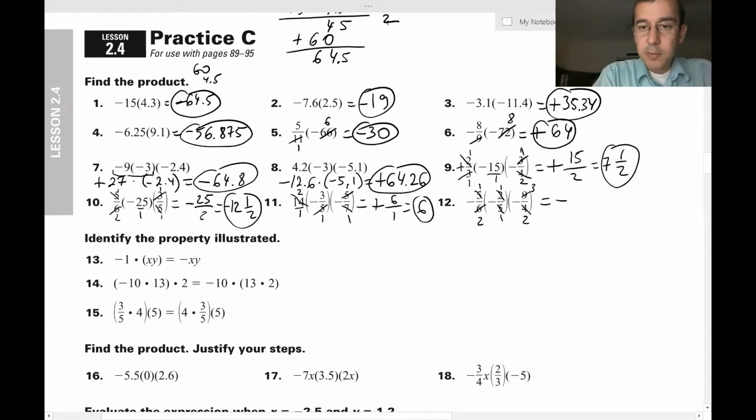And then here on the top we have 1 times 1 is 1, 1 times 3 is 3. On the bottom we have 2 times 1 is 2, times 2 is 4. So minus 3/4 is the answer for 12. Okay. Hopefully that makes sense.